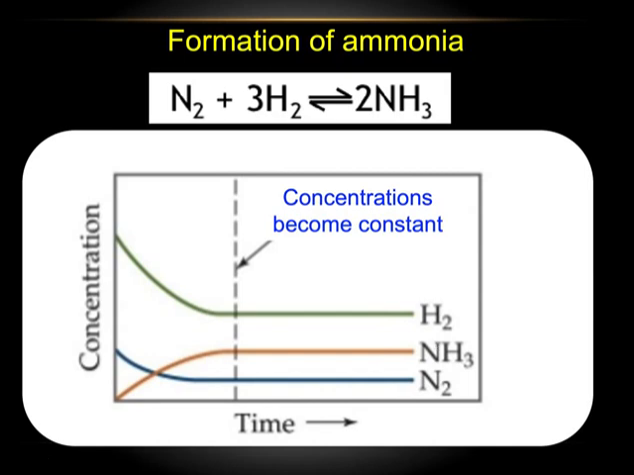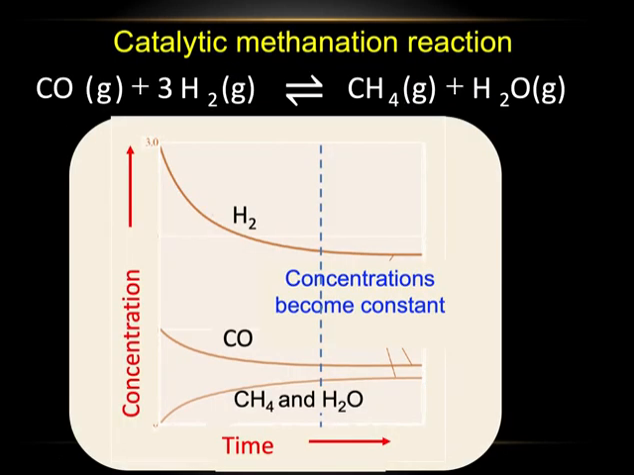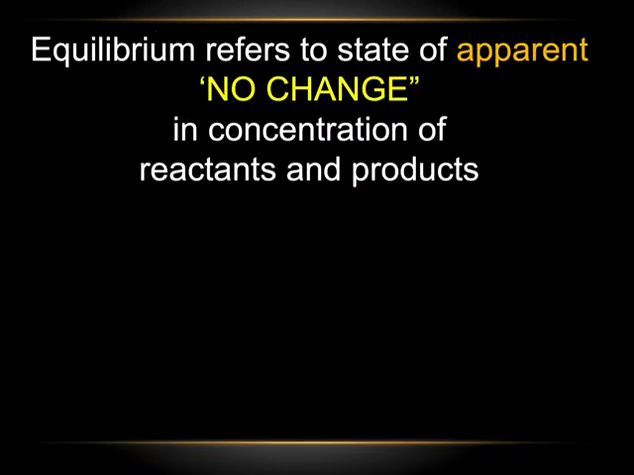Let's go further. Take one more example. Say the catalytic methanation reaction. Basically, it's the formation of methane from a catalytic reaction between carbon monoxide and hydrogen gas. Here again, we find that the concentrations of the reactants and products become constant at a certain point in time. So what do we say? This concentration becoming constant is referred to as an equilibrium. Okay, let's understand what we mean by equilibrium now.